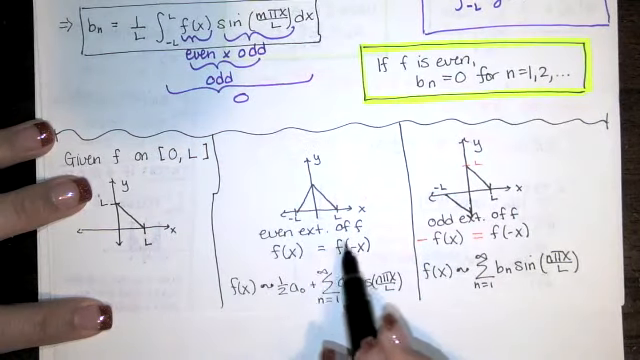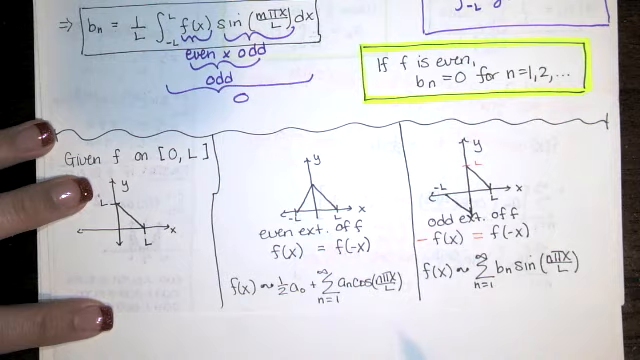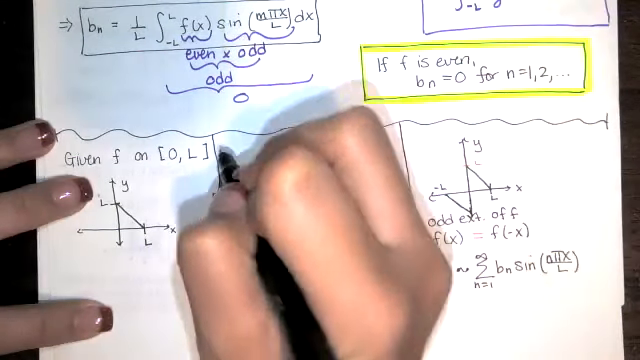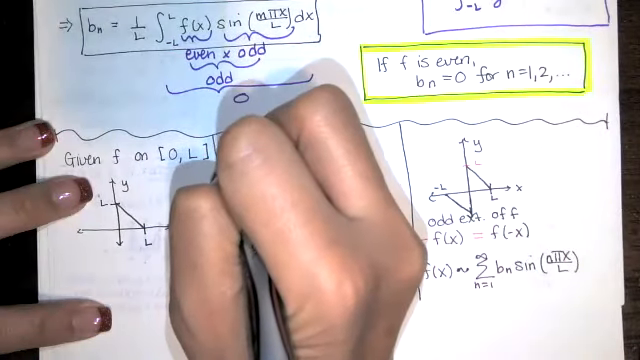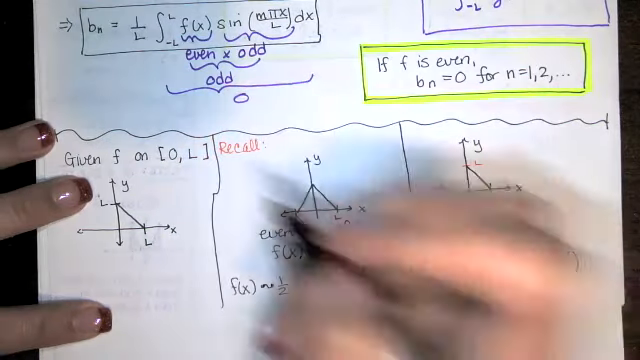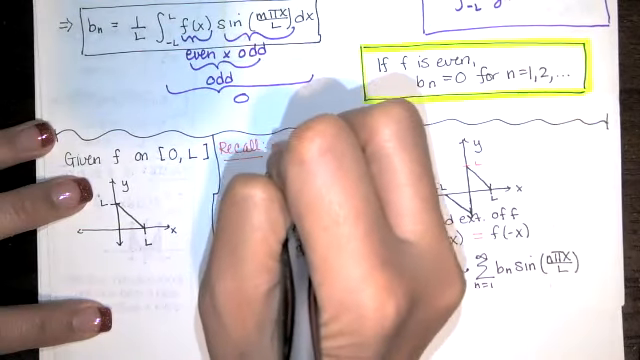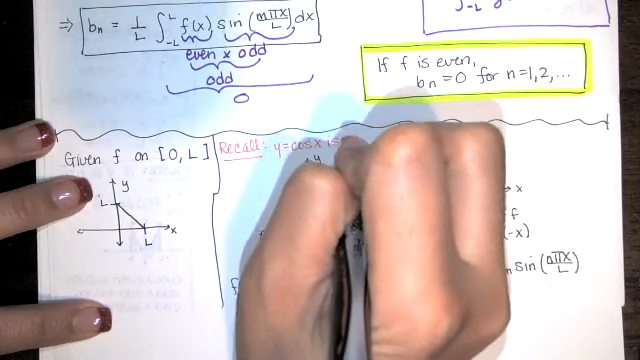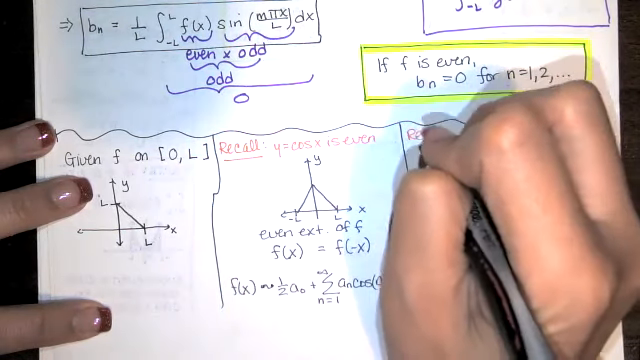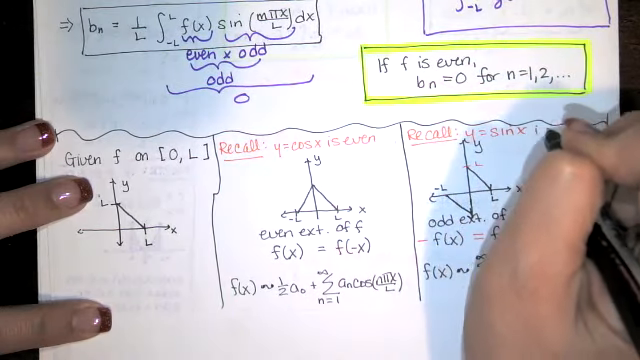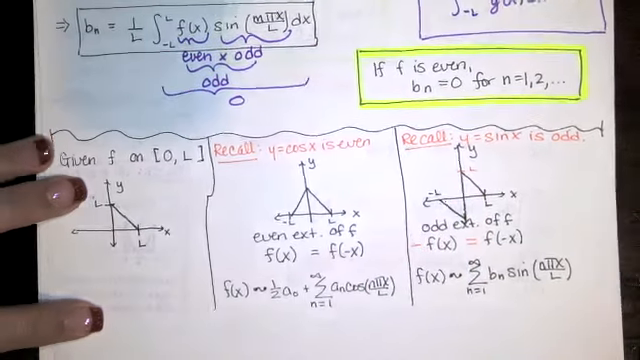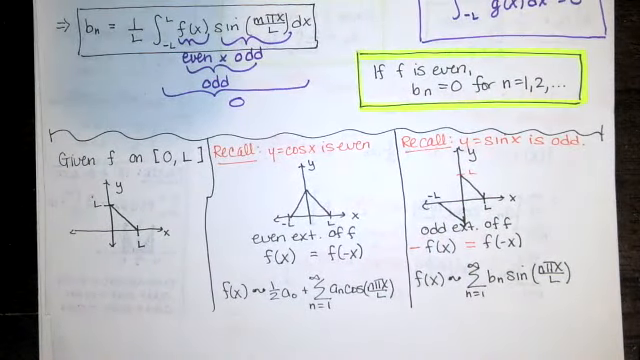Since cosine is an even function, it makes sense that it would go with the even extension. And since sine is an odd function, it makes sense that it would go with the odd extension. Okay, so that's the idea. Let's do an example now.